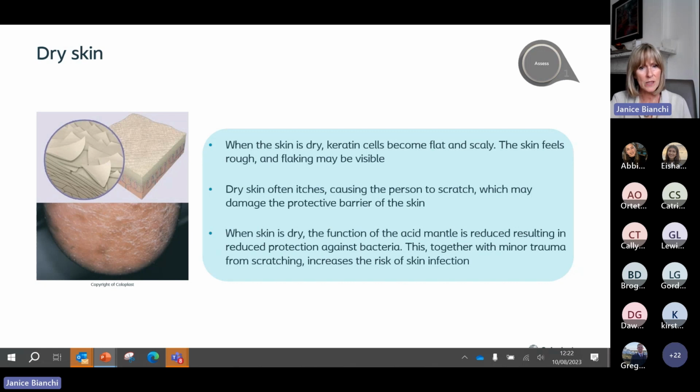So what we need to do is donate fluid to that area, and that's emollients again, using emollients to prevent scratching, to improve the quality of the skin and allow healing to take place and minimise the risk of another wound occurring through scratching.